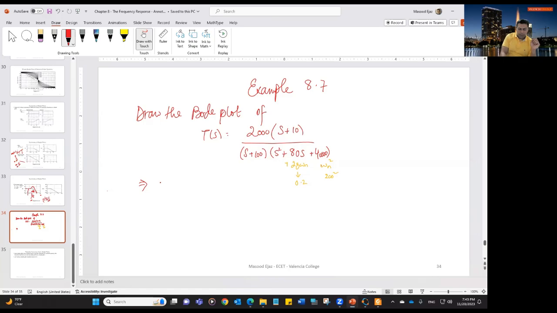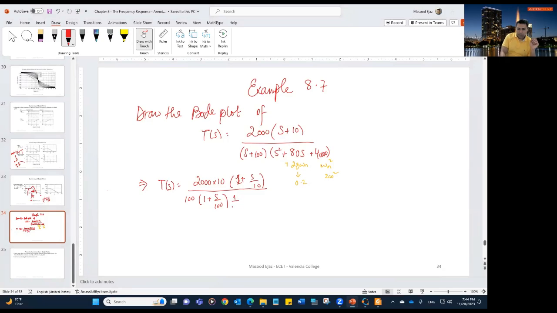So hold on. So I have T(S) equal to 2000 times 10 times (1 plus S over 10), divided by 100 times (1 plus S over 100). And then here we take omega n squared as a common factor.